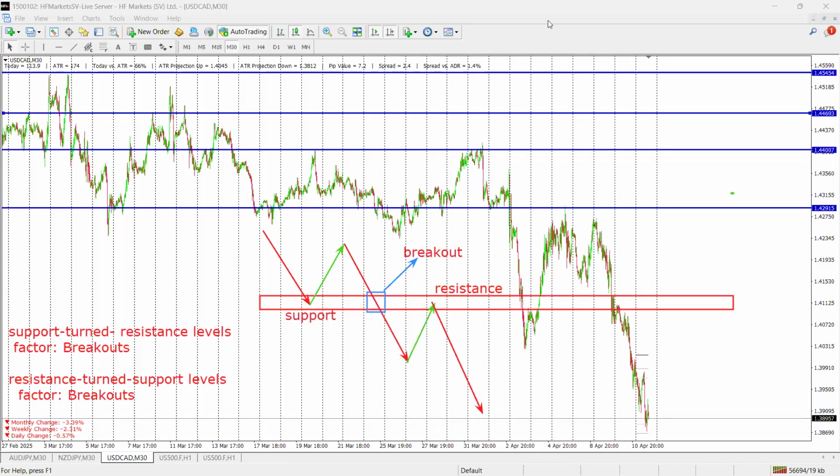Now, if market goes back up again to this level, oh sorry, right? And once again, this level pushes prices lower. Well, once again, it means this level will continue to serve as resistance. Resistance again here.